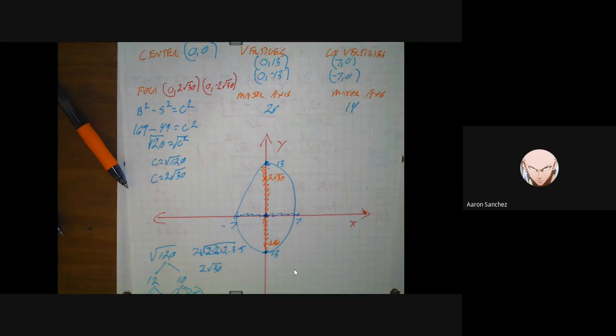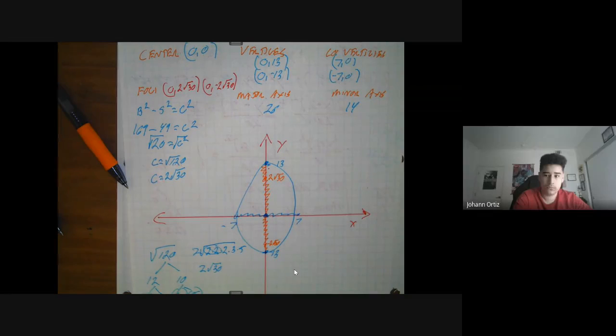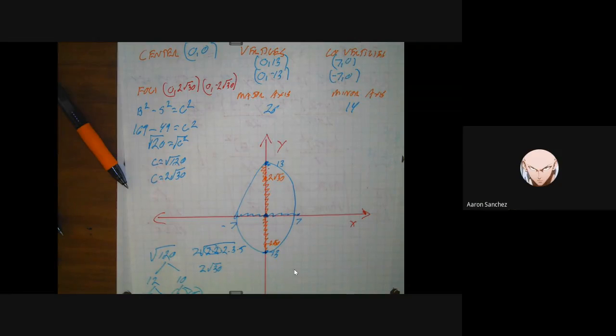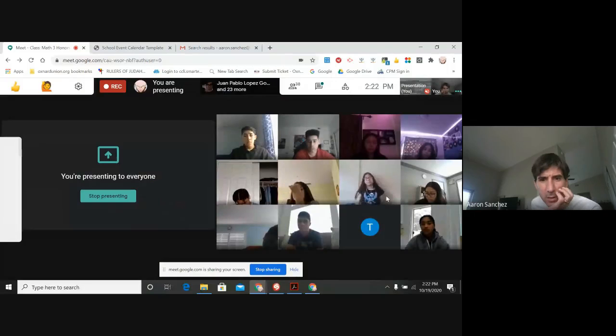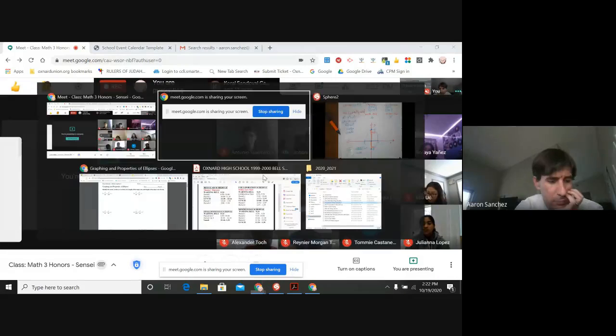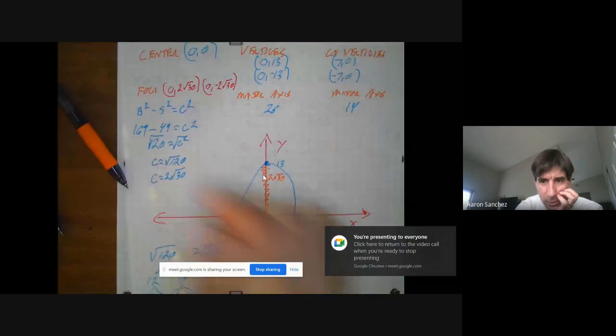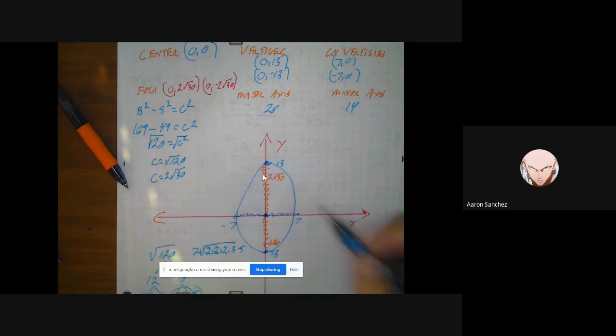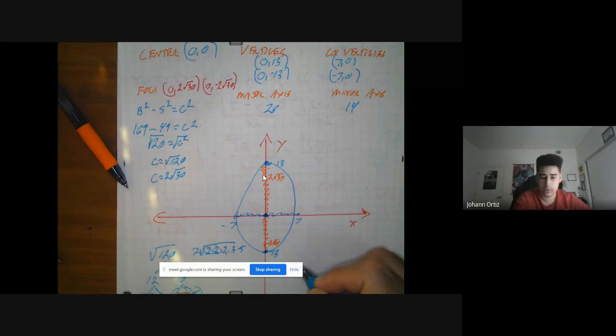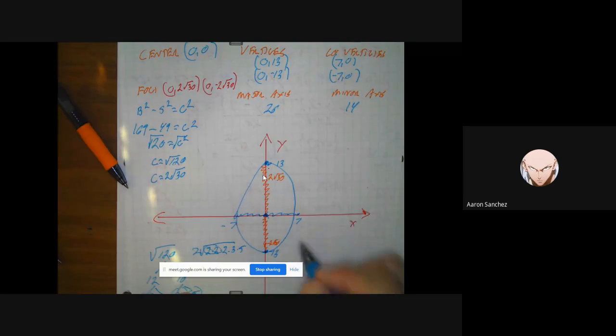Are there any questions? How'd you get 26 for the major axis? Who asked that? Me. Okay, I can't see because I'm looking at my screen. Let me guess. Johan? Yeah. Okay, Johan, let me ask you something. What's the length from here to here? 13. Yep. The length from here to here, negative 13. So 13 plus 13. Oh, okay.